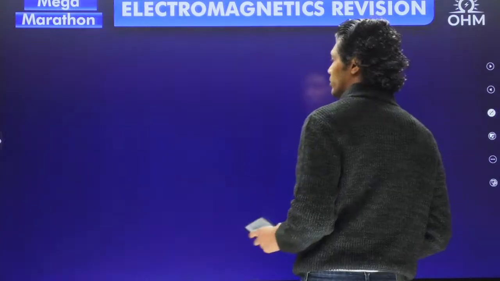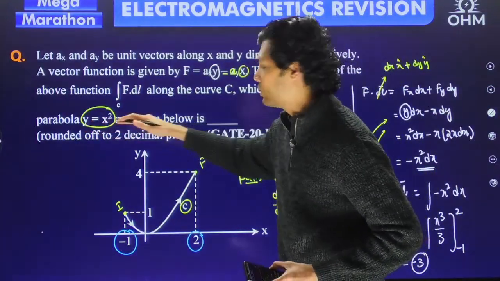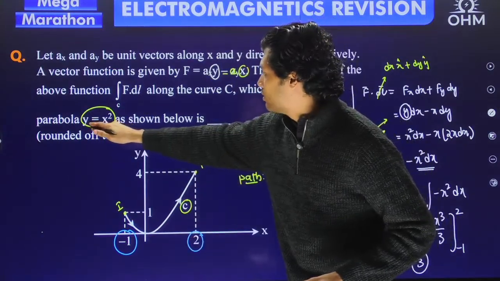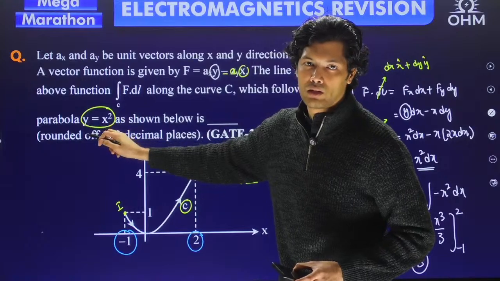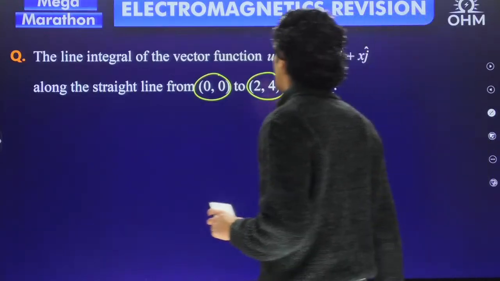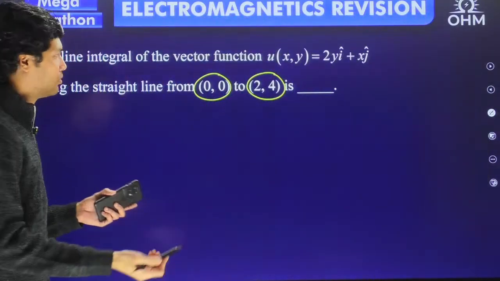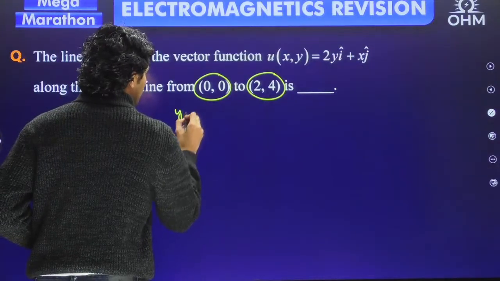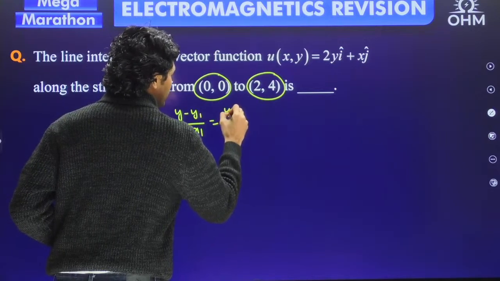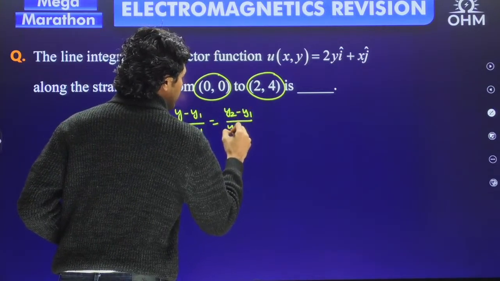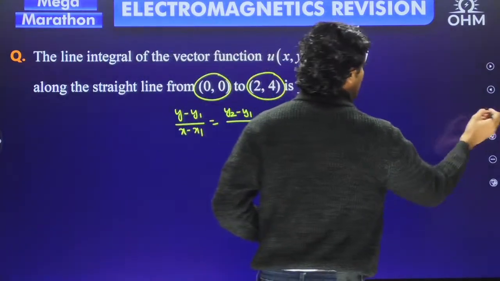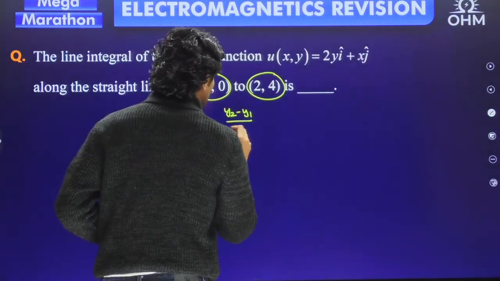Earlier the equation of the path was directly mentioned for me, y equal to x square, equation of the path along which we are performing the integration. So I don't have to trouble myself in getting this y equal to x square equation. I have already got that. But here I don't have the equation of the path. I have to first of all get the equation of the path from this data. Okay, so what is the logic we'll use? y minus y1 divided by x minus x1 becomes equal to y2 minus y1 divided by x2 minus x1. So this is the equation of the straight line, right? Passing through the points x1 y1, x2 y2.